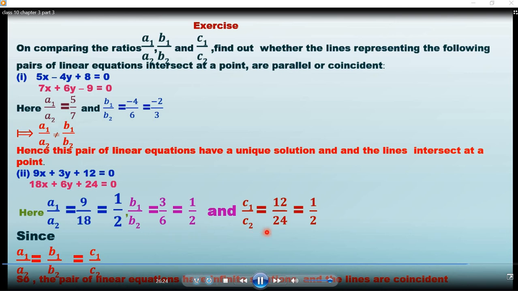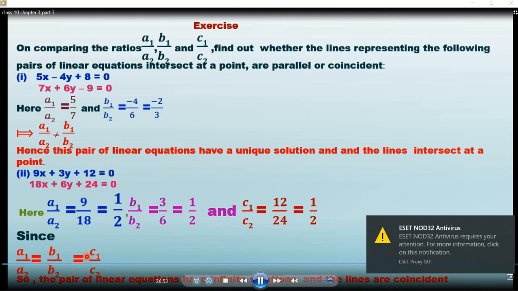So you must take C1 upon C2. When should you take it? When A1 upon A2 is equal to B1 upon B2. Then you will have to take C1 upon C2 as the ratio, and only after that can you come to a conclusion. So we conclude that these lines are coincident because this condition is satisfied. Which condition? A1 upon A2, B1 upon B2 and C1 upon C2 all are equal.